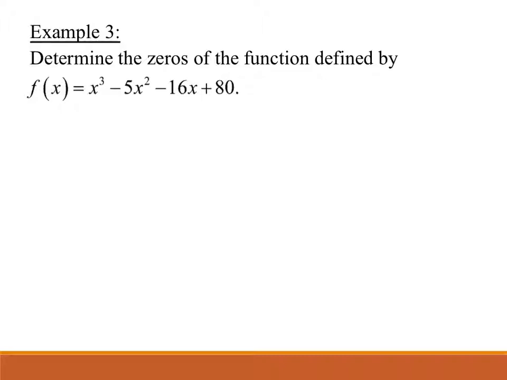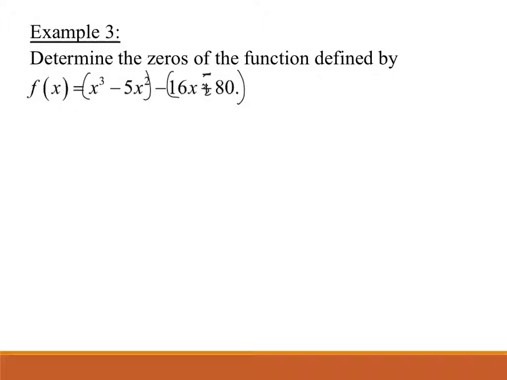So in example 3, we're going to determine the zeros of the function defined by f of x is equal to x cubed minus 5x squared minus 16x plus 80. Now when we look at this, we can use a grouping procedure because we have an even number of terms, and we're going to try that. So when we group, we're going to group the first two, and we're going to group the last two, but then we have to change this to a negative.